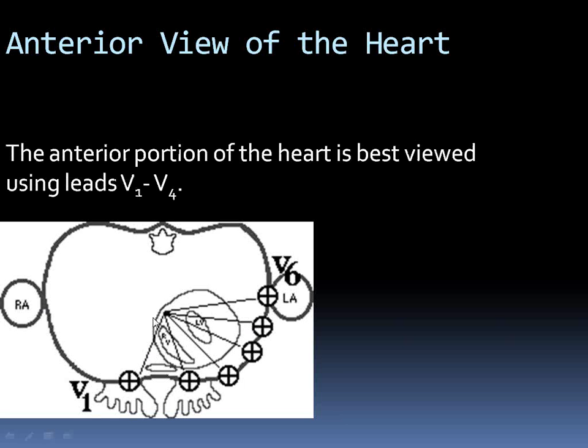So, the anterior portion of the heart, which comprises the septum and the right ventricle, is best seen in leads V1 to V4, because those are directly on top of the heart and they cover the anterior part of the heart. Leads V5 to V6 cover the lateral part of the heart. Hence, they will tell you if the patient is having a lateral MI.